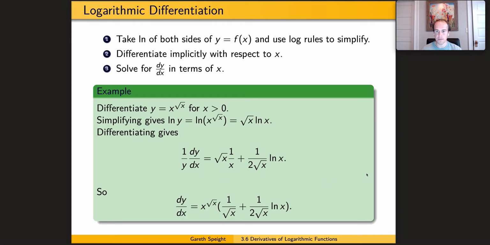Nothing really happened. Okay, and these steps are pretty typical. So it's always pretty much doing the same thing. Take ln of both sides, use the log rules to simplify, differentiate both sides with respect to x, keeping in mind that the left side, ln of y, you're going to have to differentiate implicitly. So it's going to be 1 over y dy dx. And then we solve for dy dx and replace y by whatever it was in terms of x.